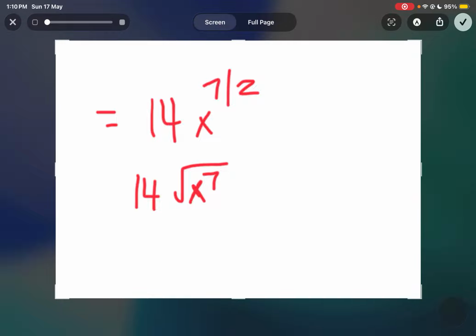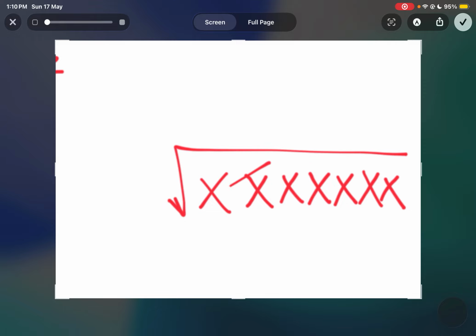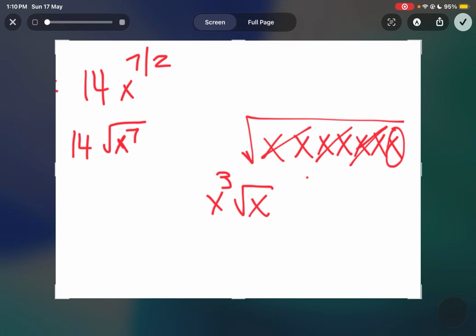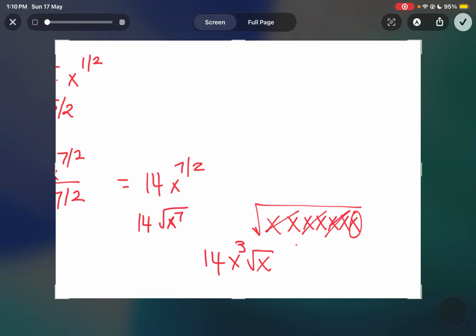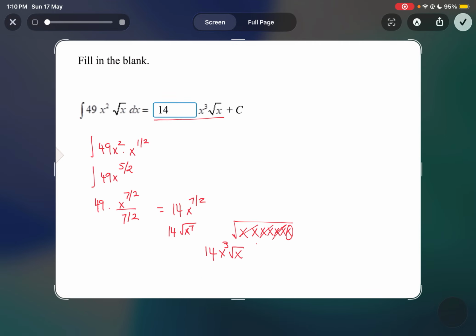And then to simplify this, since x^7 is x times itself 7 times, this is all under the radical, and each pair gives 1, 2, 3. So x^3 is outside the radical, and one x is left inside the radical. And 14. So the final answer is 14x^3 radical x plus C in the end.